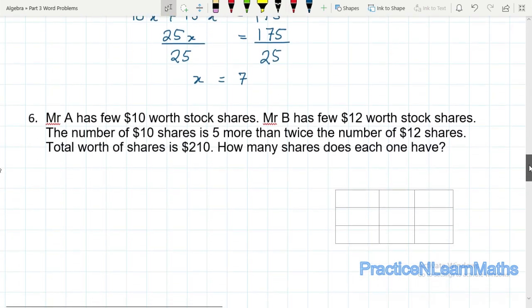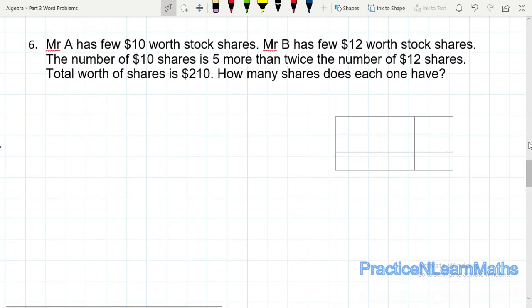Moving on to question number 6. Mr. A has few $10 worth stock shares. Mr. B has few $12 worth stock shares. The number of $10 shares is 5 more than twice the number of $12 shares. Total worth of shares is $210. How many shares does each one have?